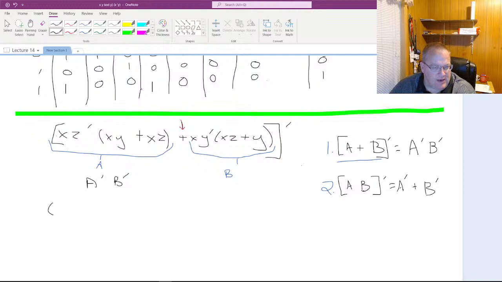So the X, Z, XY, plus XZ, and then I'm going to put a not on the outside of it. That's it. And now this is multiplied together, so I can put a dot there to remind myself if I want. It doesn't really matter. It just helps me remember. So it's optional. It's not useless, it's optional.